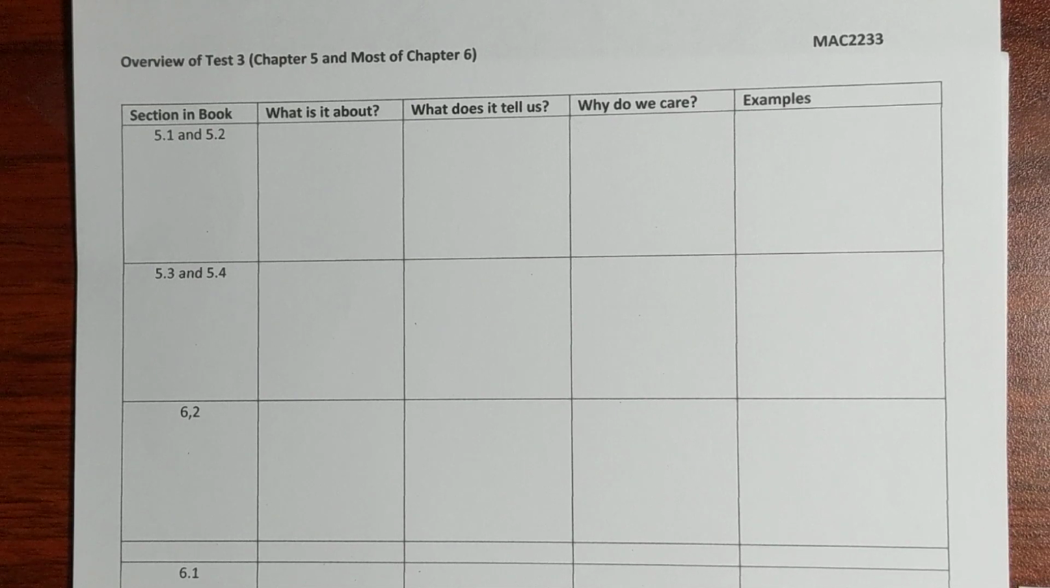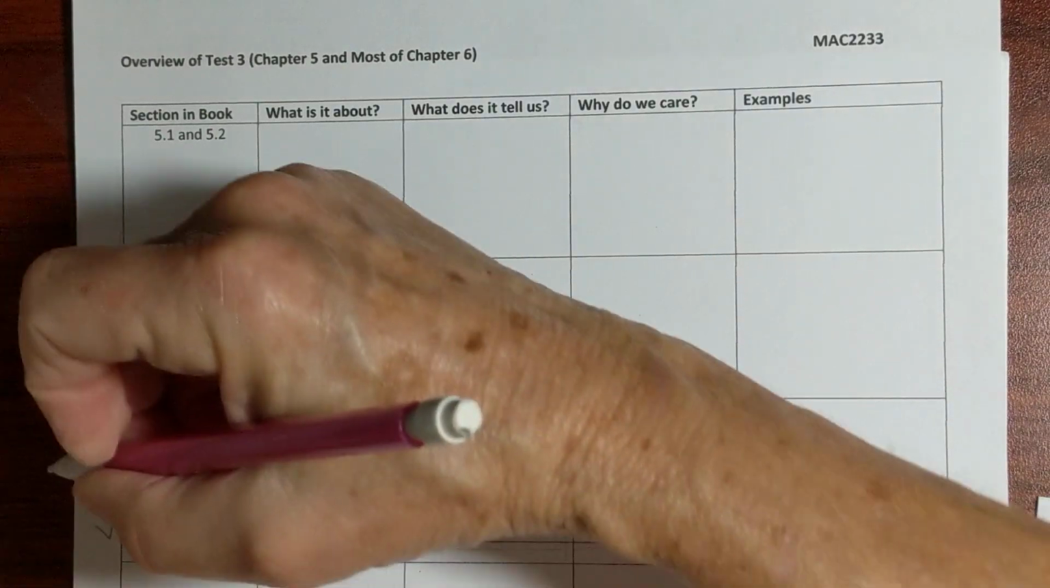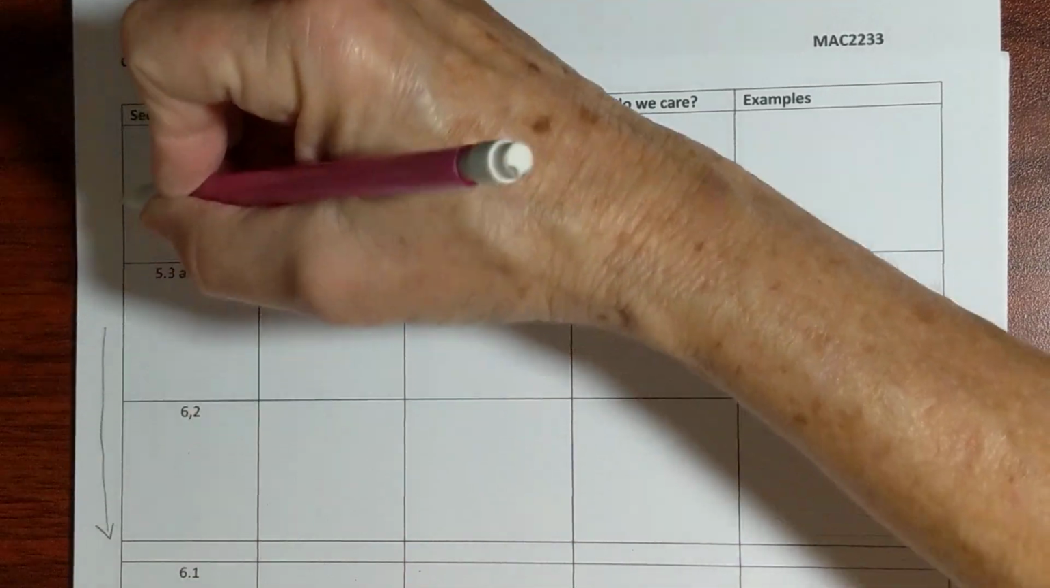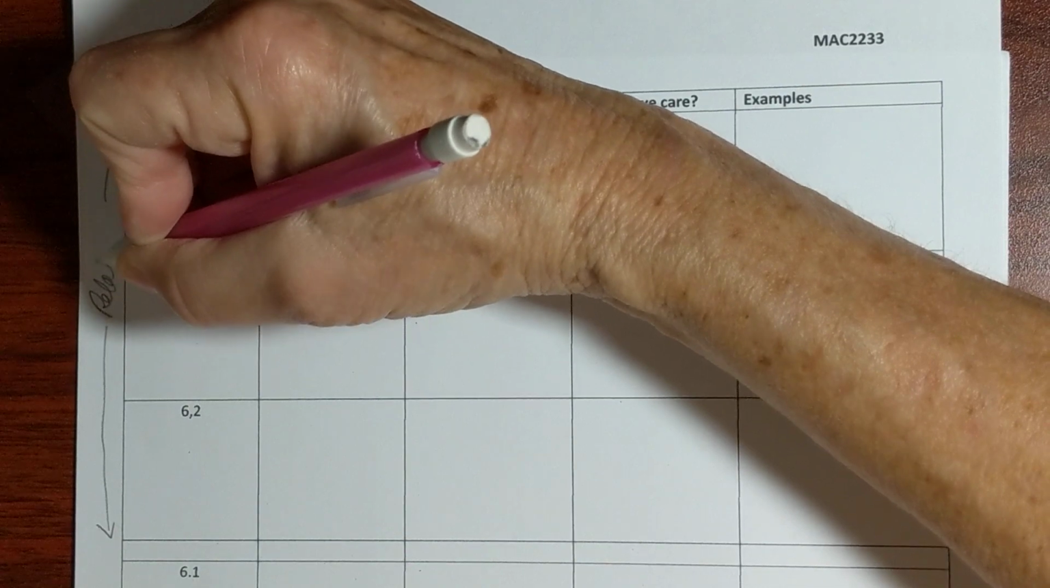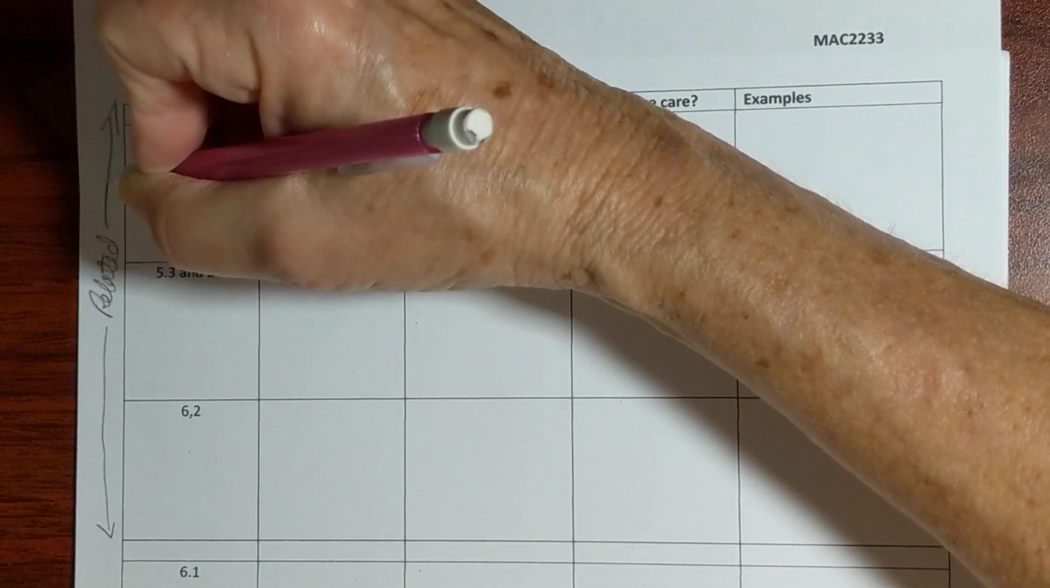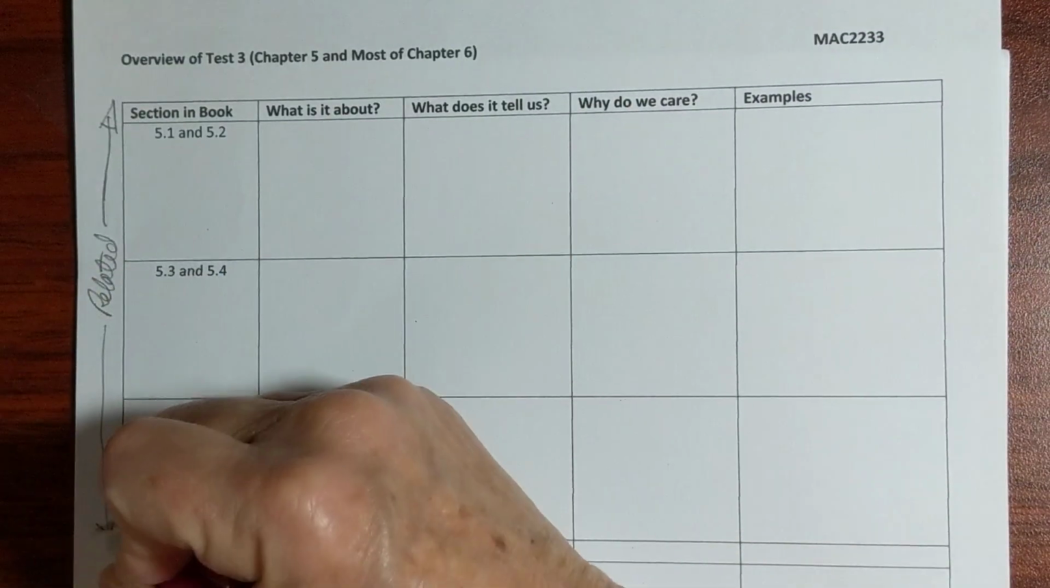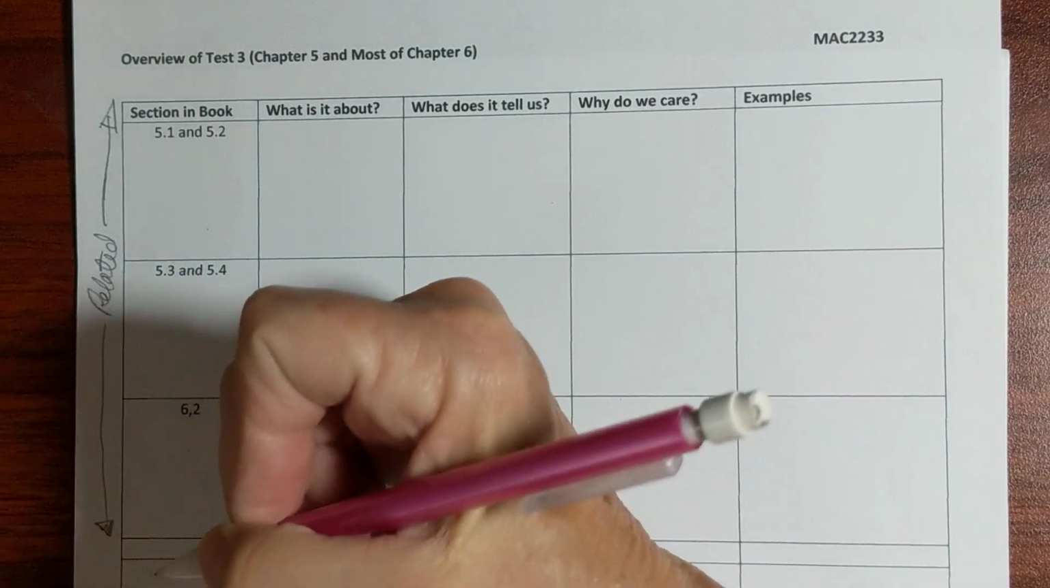So the first thing I want to kind of tie together for us is that sections 5.1 and 5.2, 5.3 and 5.4, all of chapter 5, as well as 6.2, which is on optimization. These three sections are all related to each other. Now, they're all related through derivatives, but these in particular are not to be sectioned off from each other.